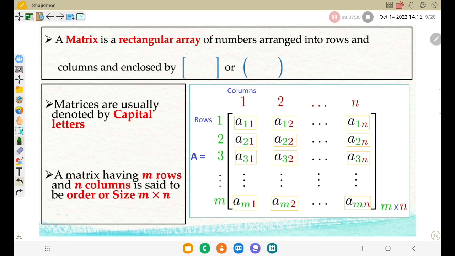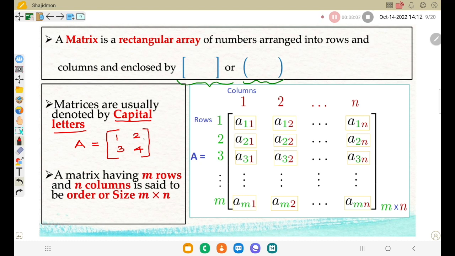Either we use the closed bracket or the open bracket. One of the symbols you can use, either closed bracket or open bracket. So this is the idea of matrix. Now matrices are usually denoted by capital English letters, for example matrix A equal to, matrix B equal to. So always we use capital letters. For example matrix A equal to 1 2 3 4, correct? A is the name of that matrix.